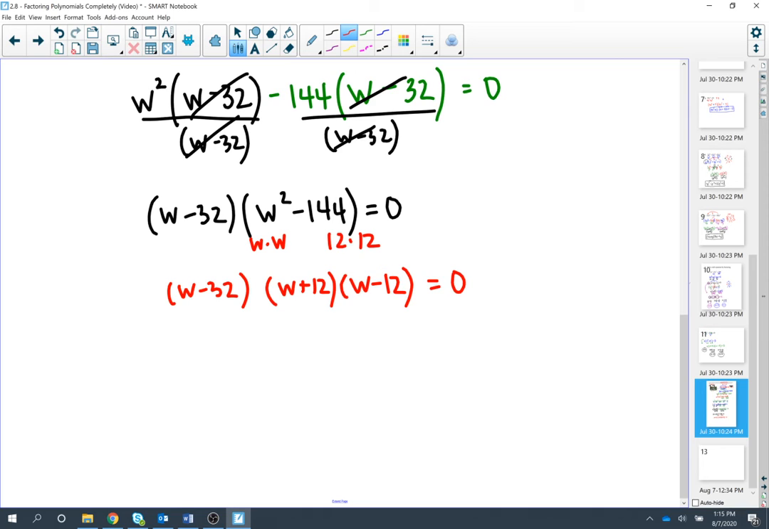But again, we're trying to find the dimensions of a terrarium. That doesn't look like dimensions of a terrarium to me. It looks like factors. So, zero product property. W minus 32 equals 0. W plus 12 equals 0. W minus 12 equals 0. Add 32 on the first one.